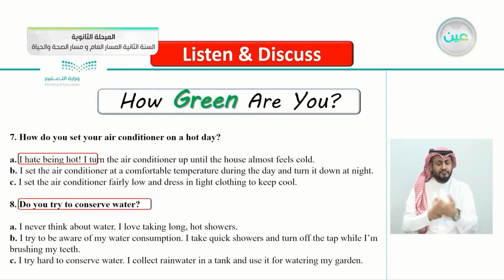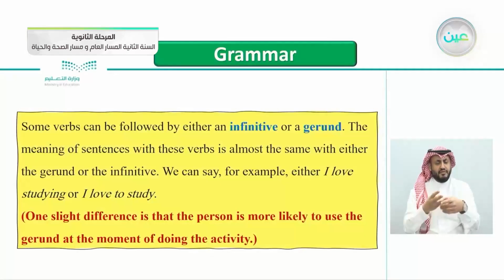You can say, do you try to conserve water? So the verb here is try, and to conserve is the infinitive. Also, I try to be aware. It's the same verb, try and try, but a different kind of infinitive here, to conserve or to be aware. Also, I try hard to conserve water. So all of these are infinitives.